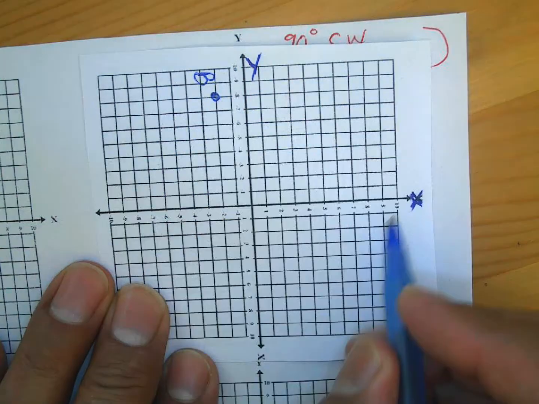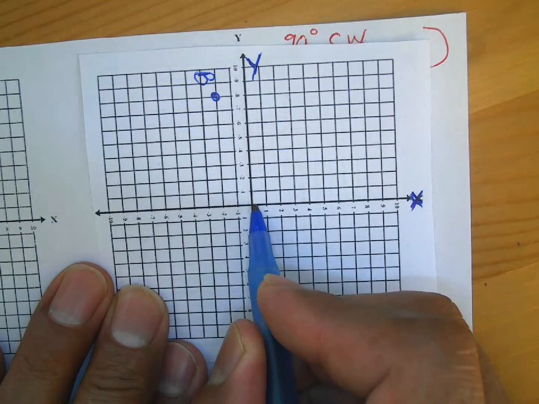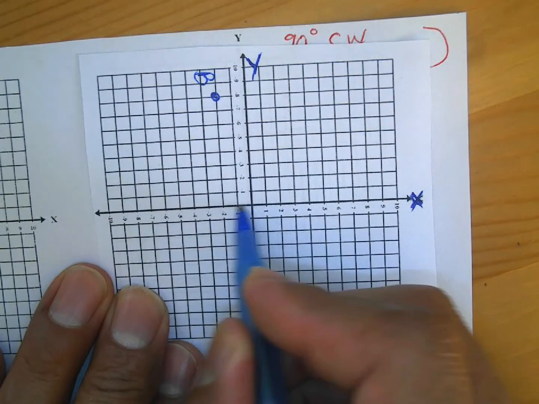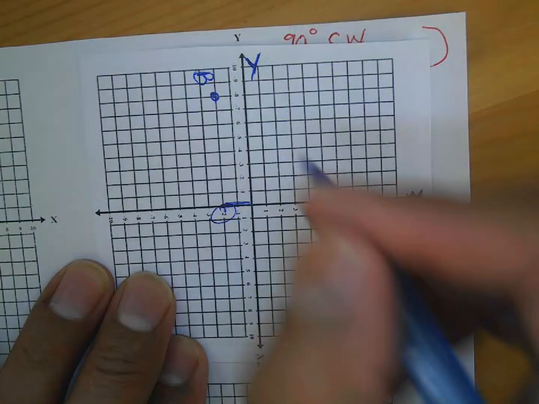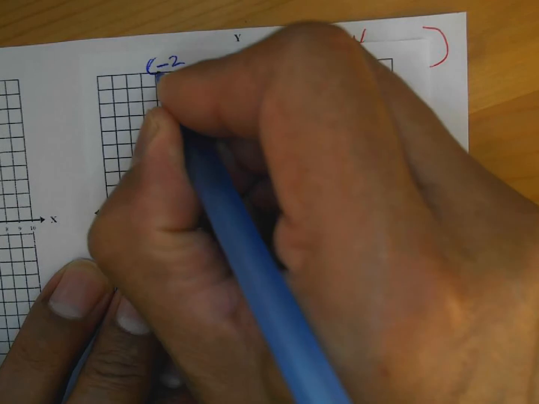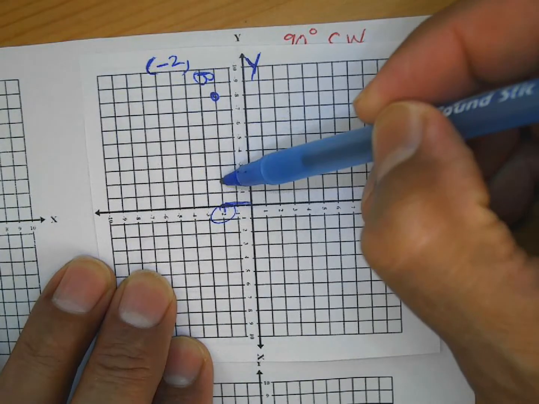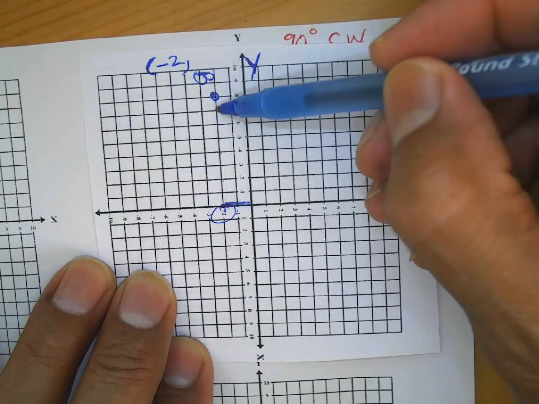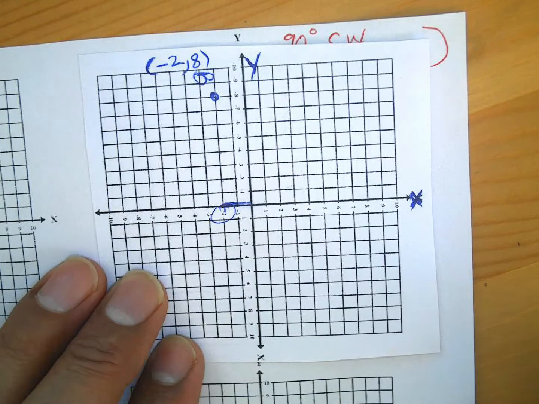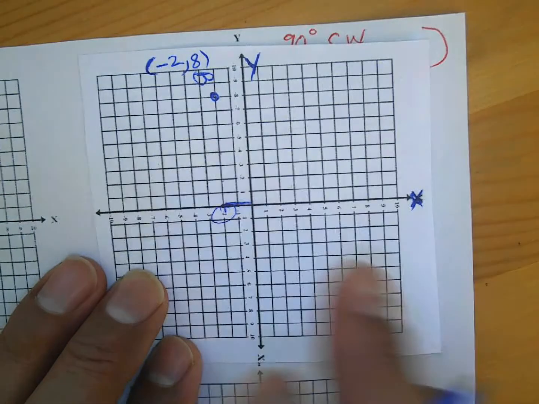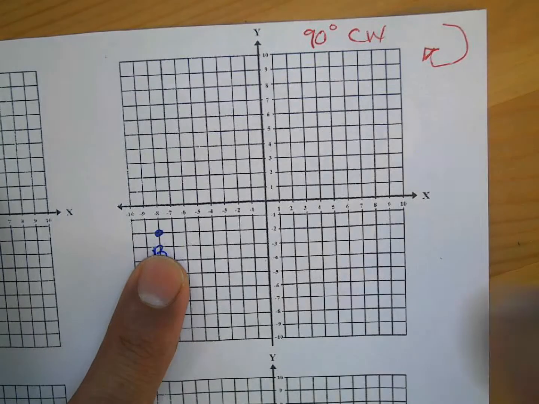Now if that's true and the point's here, what would this coordinate be? This coordinate would be -2 on the X, comma what? And then up what? 1, 2, 3, 4, 5, 6, 7, 8, +8. That would be the new coordinates. We're rotating it clockwise. It was here. It's here.